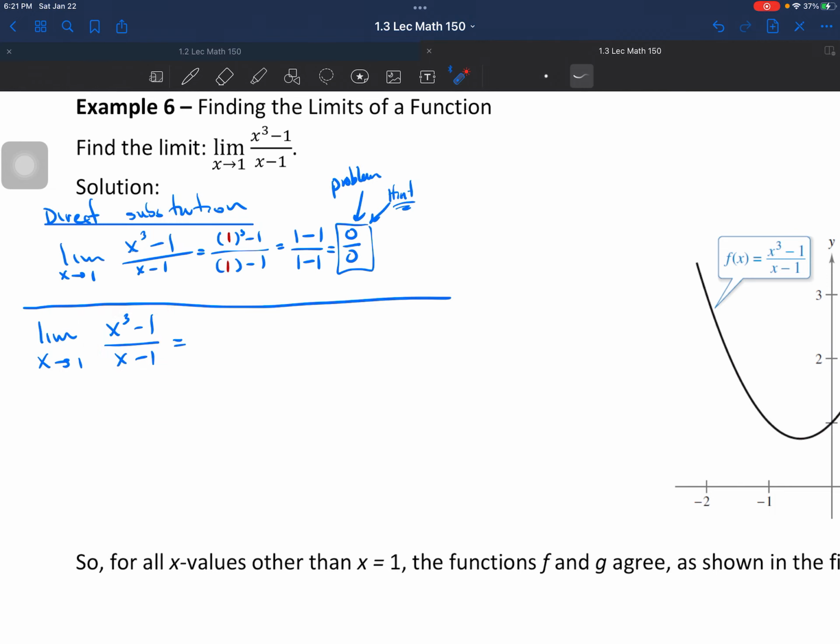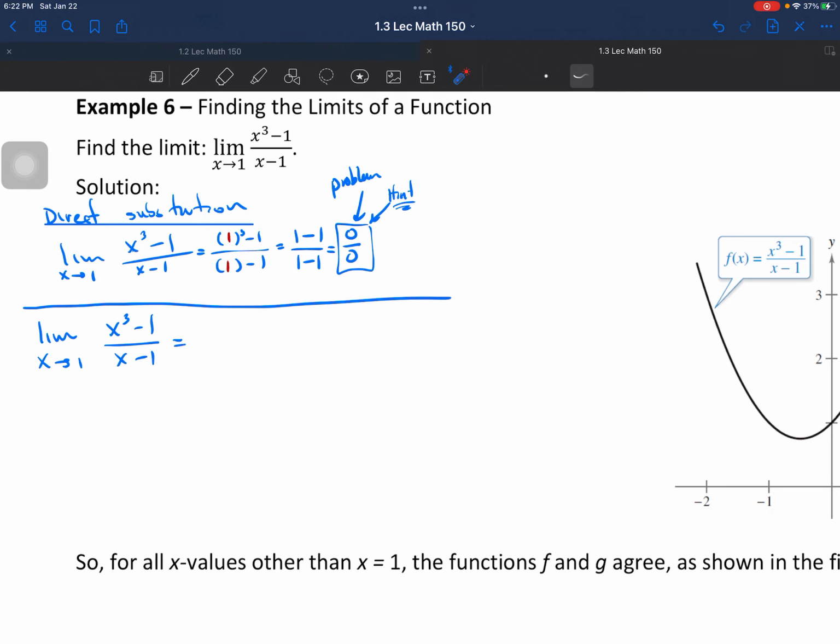How do we simplify it? Well, this is where we start using some of the algebra that we have learned in previous semesters. Think about how we can simplify an expression over an expression. Well, by factoring and canceling any common factors. How do we factor x cubed minus 1?